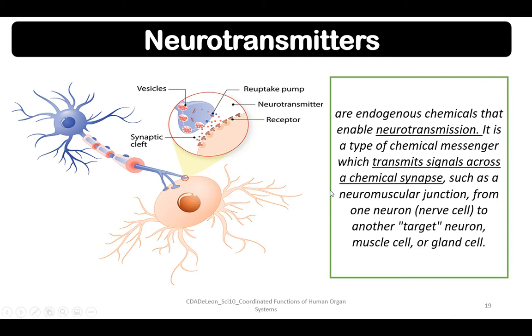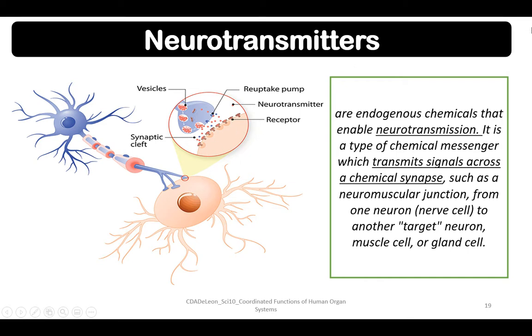So again, neurotransmitters can be located in the synapse. So this is the presynaptic terminal and it releases neurotransmitters, and then they float in the synaptic cleft and land on the postsynaptic terminal, where receptors are present.